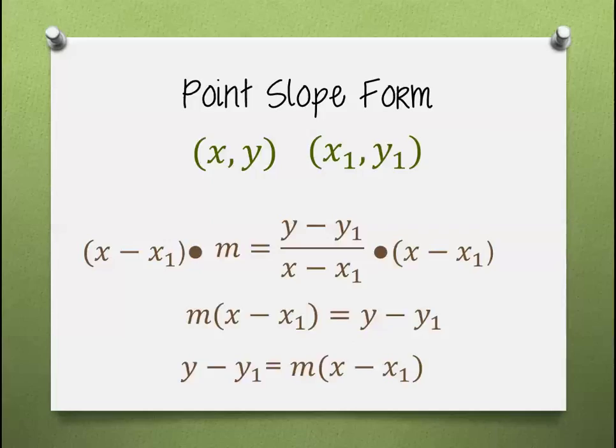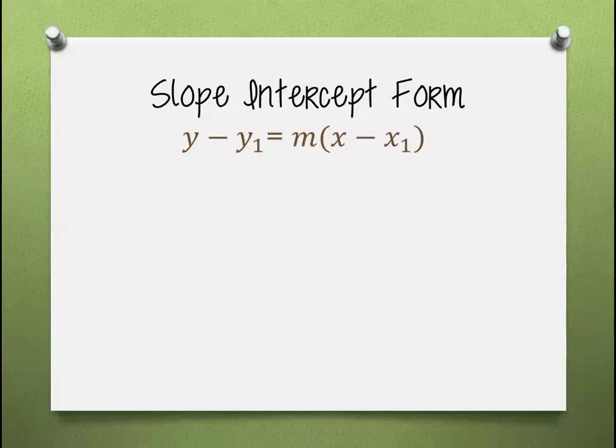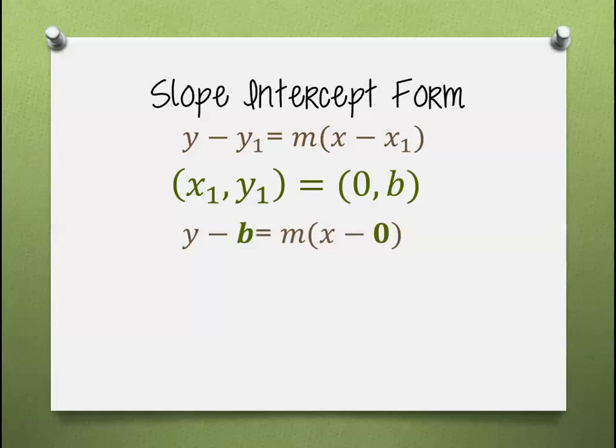Now using point slope form, we can actually find where slope-intercept form comes from. By choosing the ordered pair for slope-intercept form, we want to find the point that crosses through the y-axis. We know the x value would have to be 0 since it's crossing through the y-axis, and we're going to call the y value b. If we substitute into the point slope form for y1 and x1, we end up with y minus b equals m times the quantity of x minus 0.